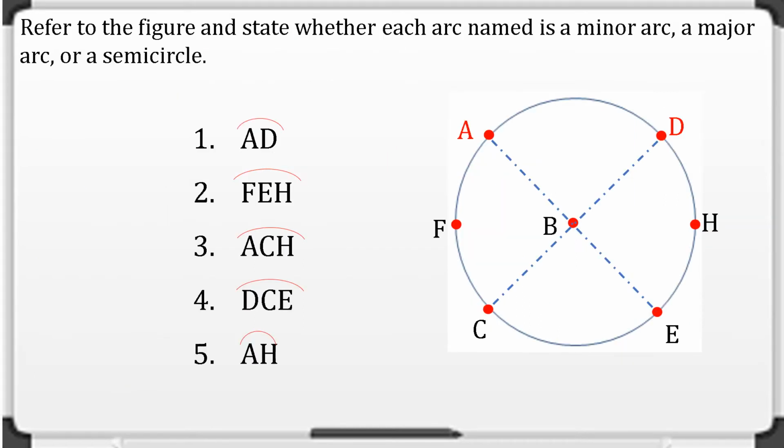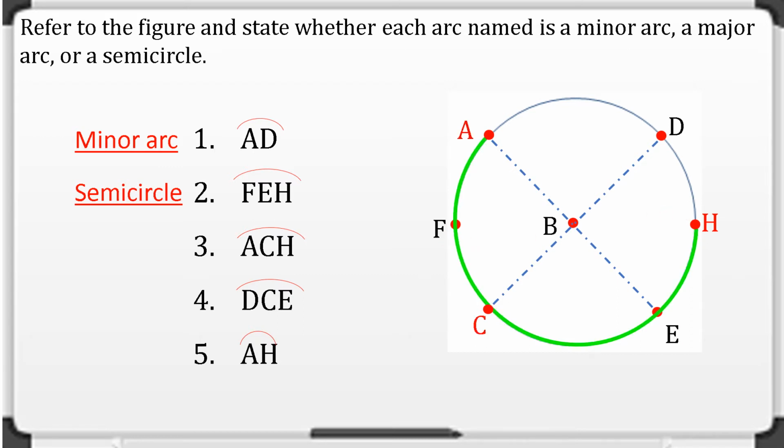Okay? Next, let us refer to the figure and state whether each arc named is a minor arc, a major arc, or a semicircle. Number 1, we have arc AD. So, ito po yun, arc AD. Our answer for number 1 is minor arc. Next, number 2, arc FEH. Correct. That is a semicircle. This is half of the circle.